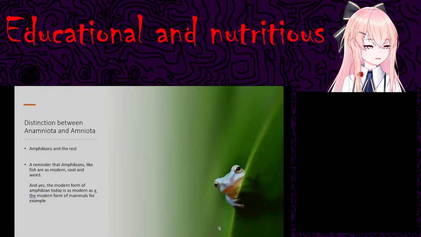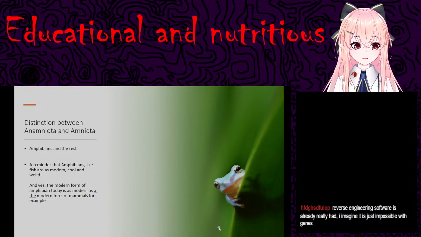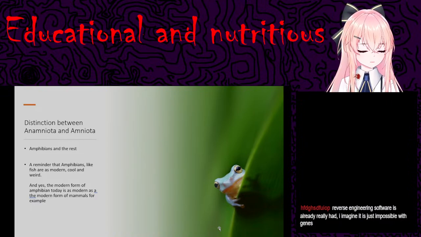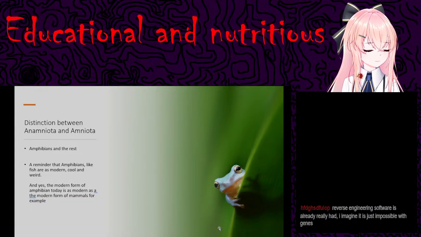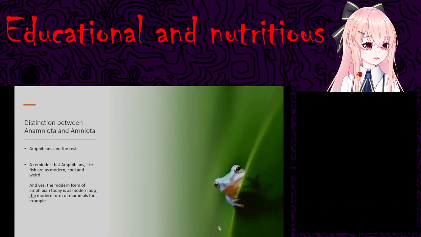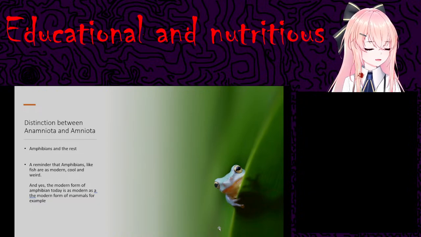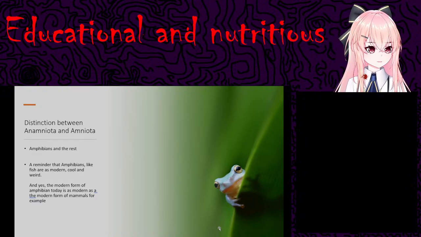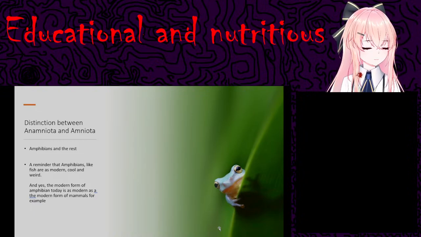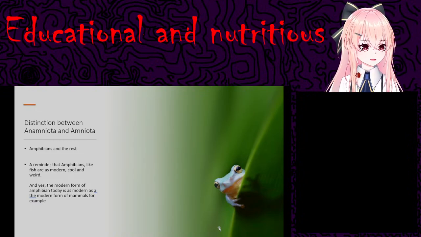Reverse engineering software is already really hard. I imagine it's just impossible with genes. You would think so, but did you know that there's fossilization within the genome? There's a fossil of viruses that we technically mapped out and reconstituted genetically to find the nearest cousins. So there is a process for reverse engineering. We can go with that.